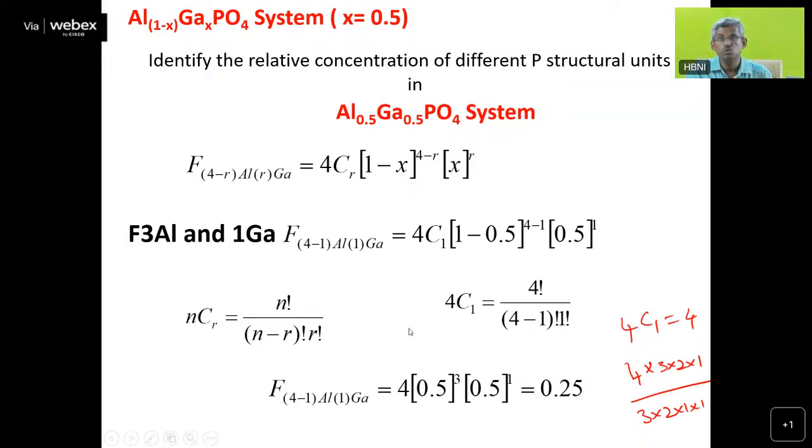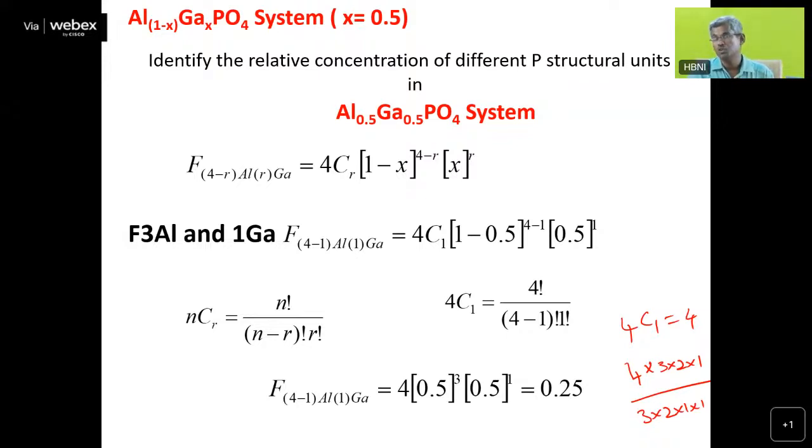So 4C1 is 4, and 1 minus 0.5 is 0.5, raised to 3. So this should become 0.25. So what is 0.25? 0.25 is the relative intensity. Total everything will add to 1. It is the fraction of aluminium structural unit with 1 gallium and 3 aluminium as near neighbors.